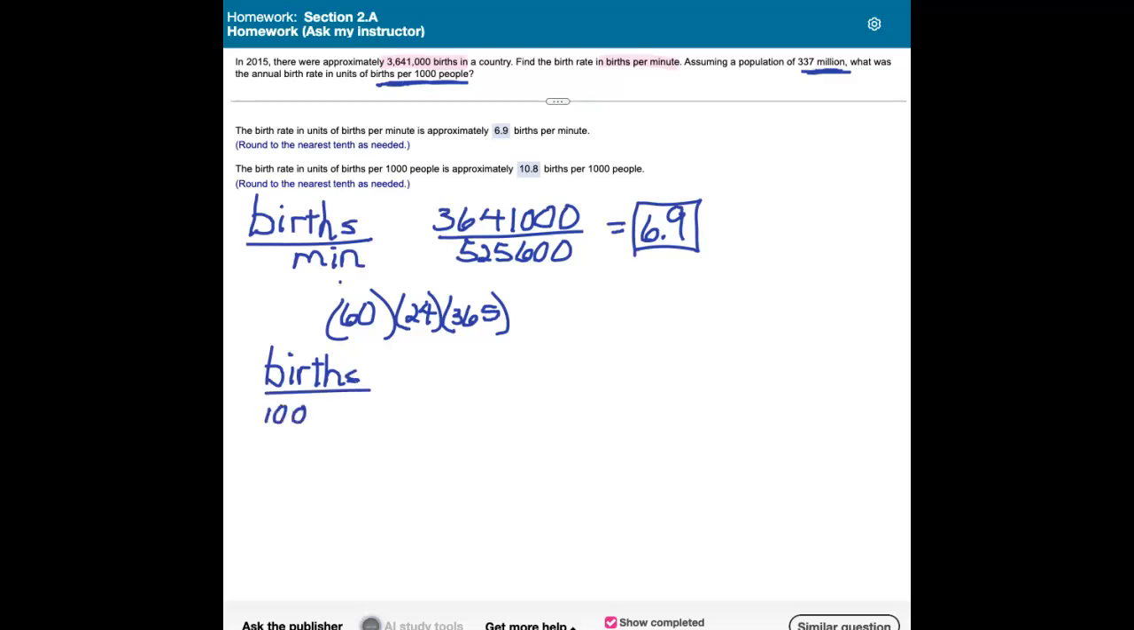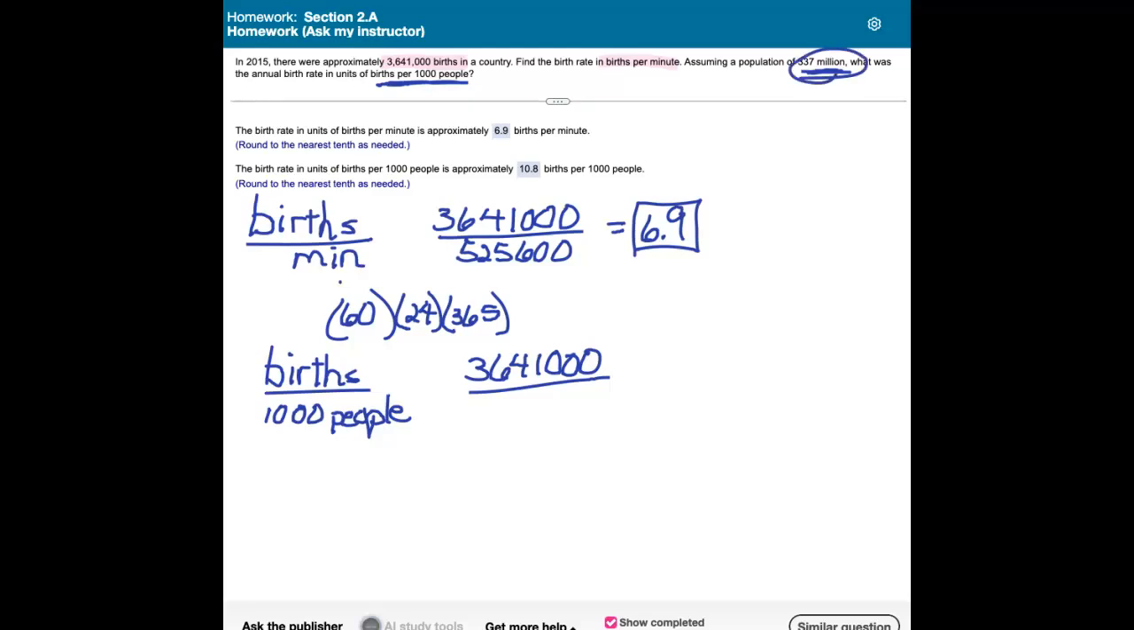Sorry about my handwriting. So we know the number of births. That was that 3,641,000. So I'm going to replace that in the fraction. And how many thousands of people do we have? Well, we've got 337 million that's given up here to consider.